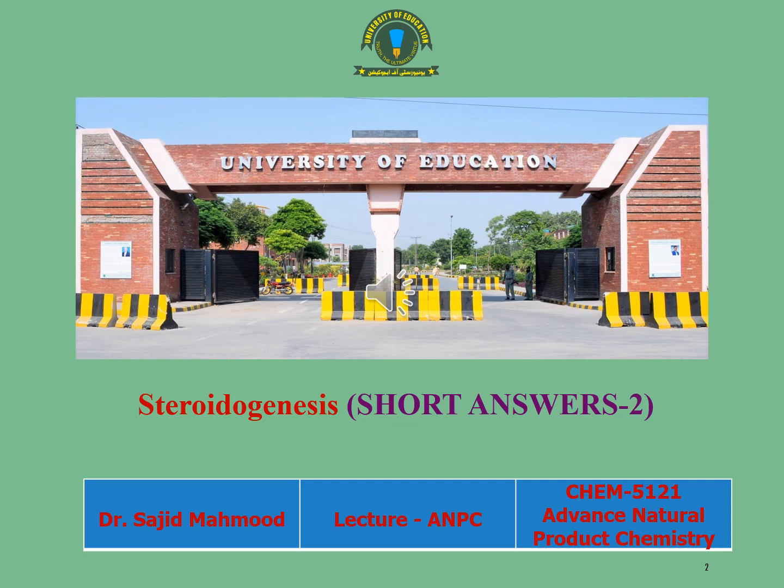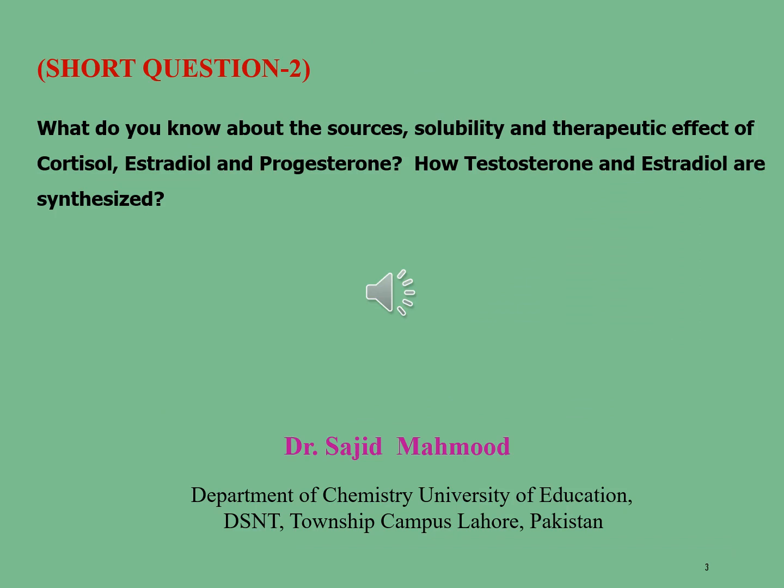Today we are talking about steroidogenesis and steroidal hormones, in which we will discuss short question answers relevant to the course of Advanced Natural Product Chemistry 5121. Let's see short question number 2. What do you know about the sources, solubility, and therapeutic effect of cortisol, estradiol, and progesterone? How are testosterone and estradiol synthesized?